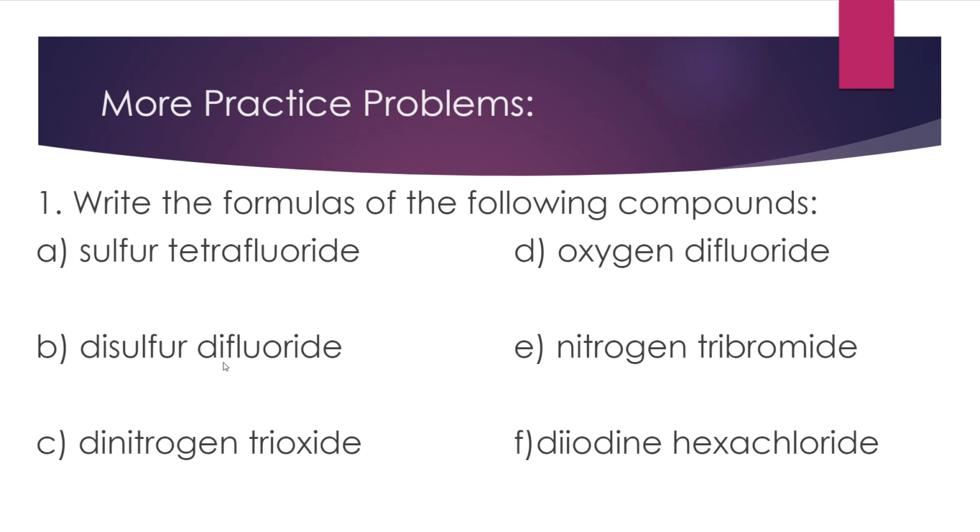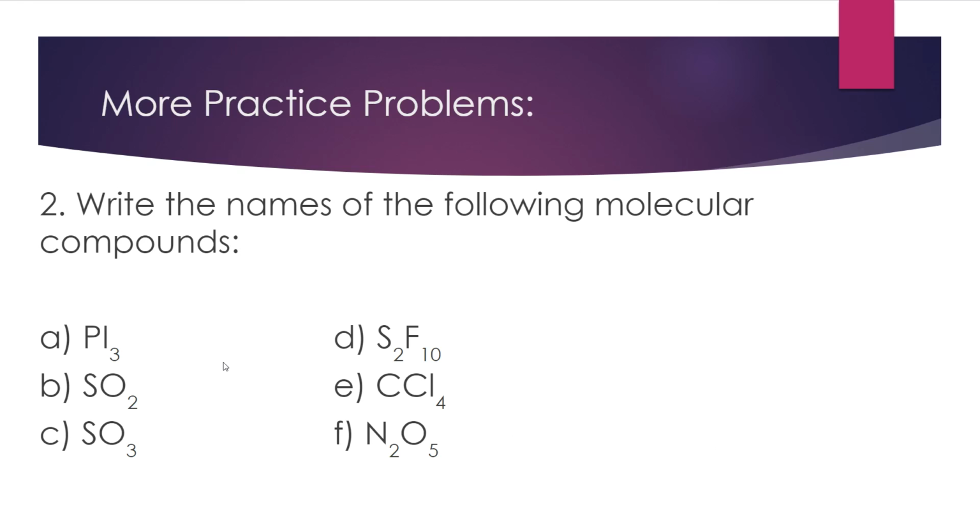So now, knowing what you know, and if you have to go back and review it, that's fine, I want you to test yourself and write the formulas for the following compounds. You're going to write the binary formula here: sulfur tetrafluoride, disulfur difluoride, dinitrogen trioxide, oxygen difluoride, nitrogen tribromide, and diiodine hexachloride. So test yourself on this.